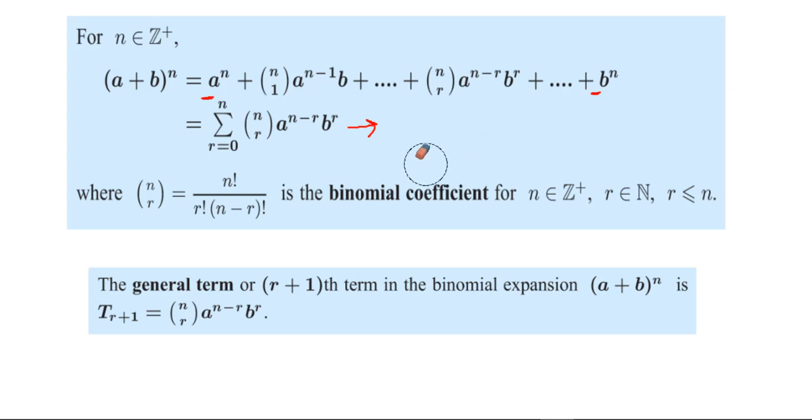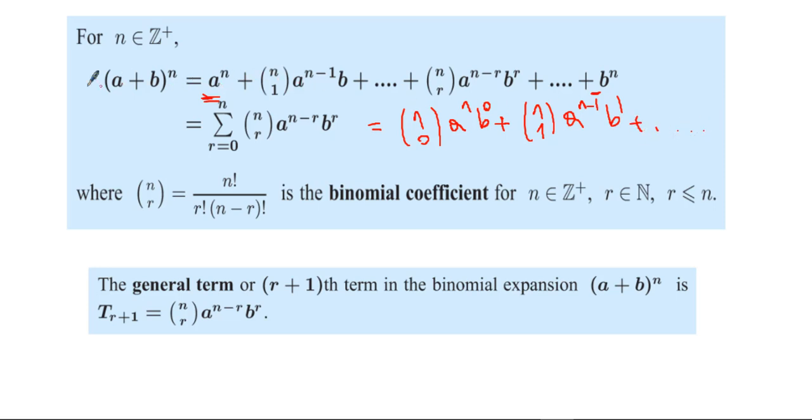When you open it, starting, you will get the same terms. If r is 0, it will be a to the power n, b to the power 0, the first term, so it will be a to the power n, actually. Plus, then if you put r equals 1, it will be n combination 1, a to the power n minus 1, b to the power 1, and so on. So you actually get the same terms. This one is a short version, it's good to know it.